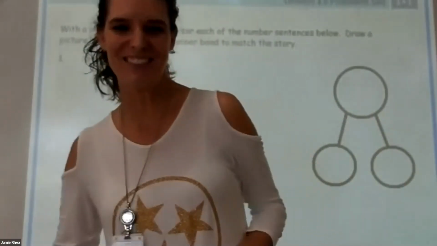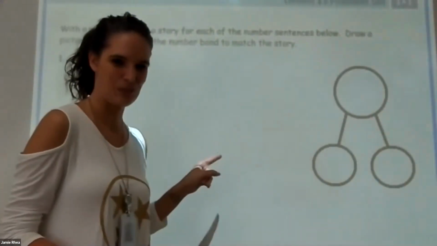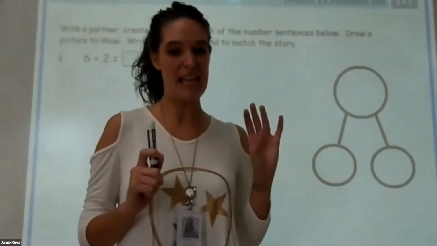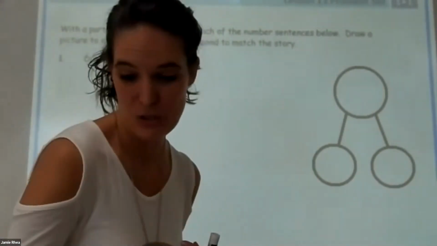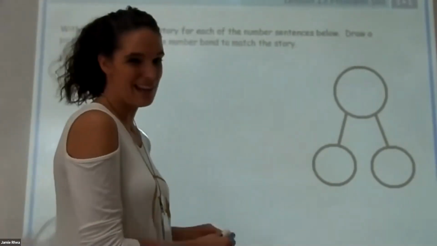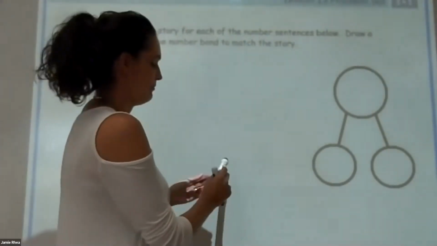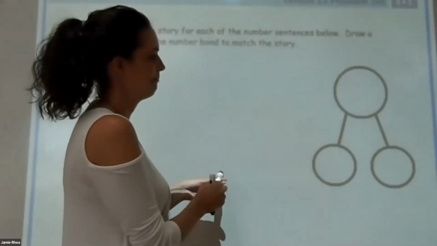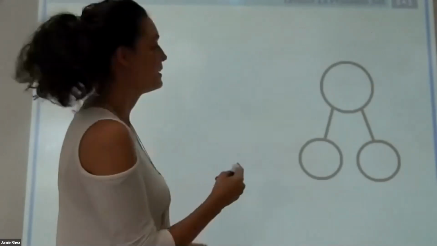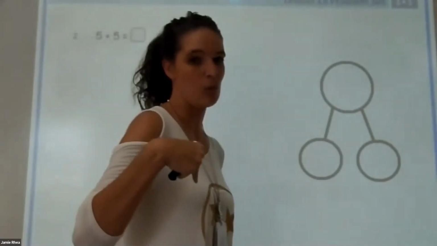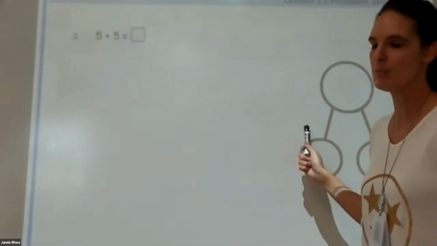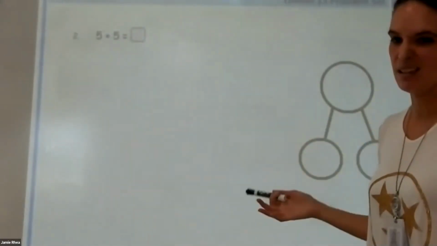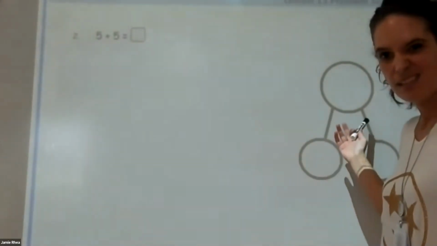All right, so let's look at our problem set real quick before you start it. Remember, you're going to do problems 1 and number 4. So what I'm going to do, I'm going to have you work out number, well, hold on. Number 2 with me while we're here. So let's look at number 2. I have 5 plus 5, a blank, and a blank number bond.